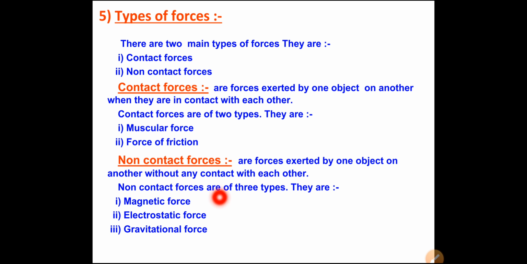Non-contact forces are of three types. Number 1, magnetic force, number 2, electrostatic force, and the third one is gravitational force. Magnetic force means the force which is exerted by a magnet. For example, many times you have played with a magnet and an iron nail. If you take a magnet near the iron nail without contact, the iron nail still gets attracted towards the magnet. So this is an example of magnetic force, where the magnet exerts force on the nail but without contact.